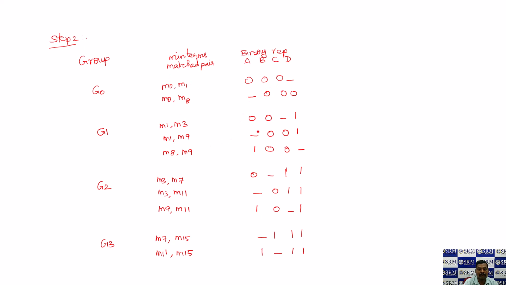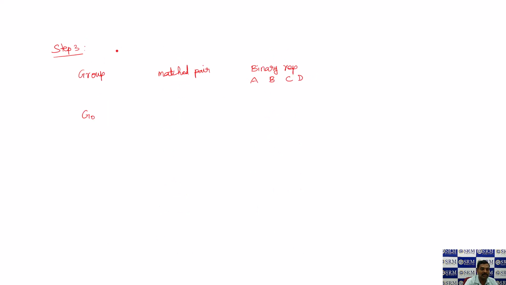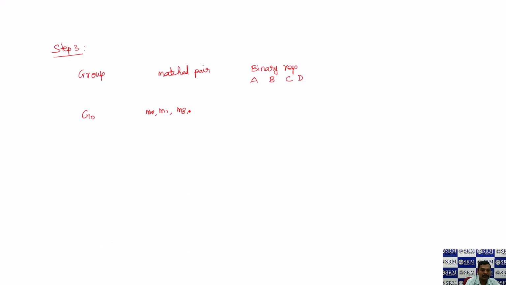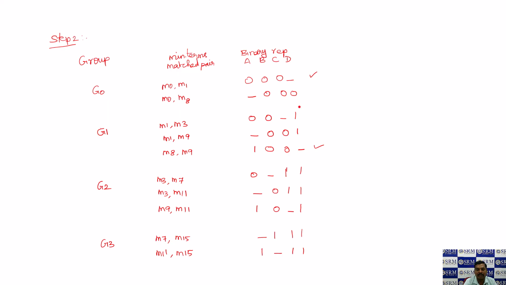Okay, M0, M1 is 0, 0, 0 hyphen, and M8, M9 is 1, 0, 0 hyphen. Look at these two. Only the first bit is different, all the remaining are same. Now I'm going to group this. So I'm writing the matched pair M0, M1 with M8, M9, right? The first bit is varying, the second bit is 0, the third bit is 0, and the fourth bit is already varying, right?